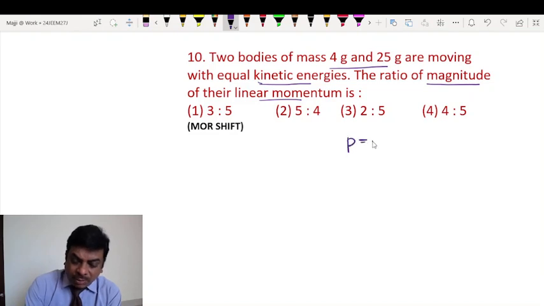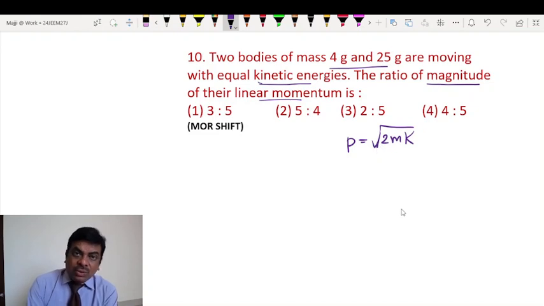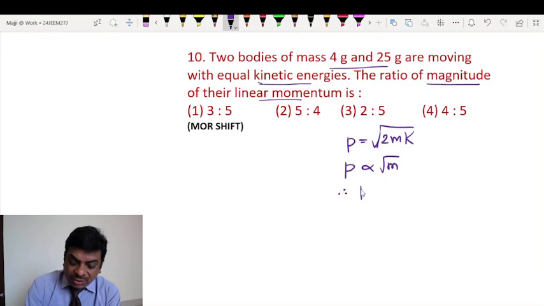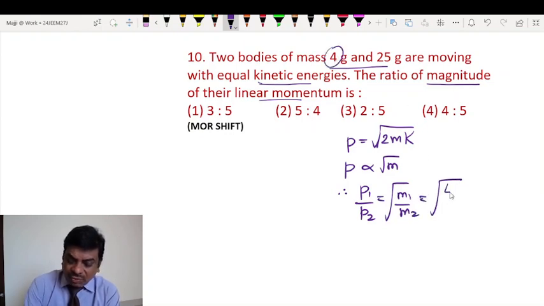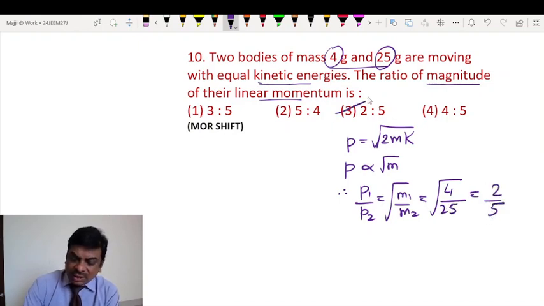So the most appropriate formula for this will be this. Momentum is given by under root twice mass into kinetic energy. Now since the kinetic energy is the same, we can write momentum is directly proportional to the square root of mass. So we have P1 by P2 is equal to under root M1 by M2. What is M1? M1 is 4 grams, so 4, and M2 is 25 gram. Gram gets cancelled, so not a problem. So 2:5 is the correct answer.